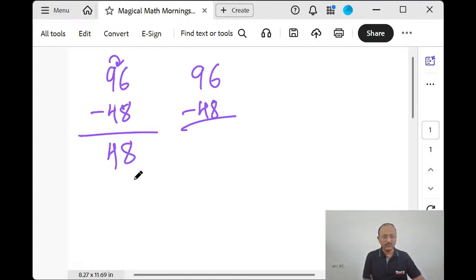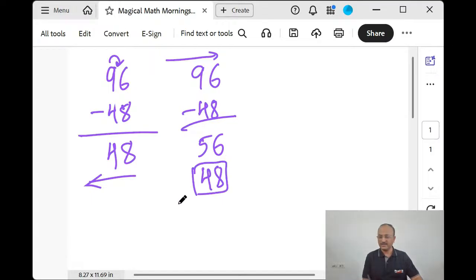Here what we did, we subtracted from right to left. Let us do from left to right. We'll do 96 minus 40, in two steps. 96 minus 40 is 56. From that we are going to subtract 8. 56 minus 8 is 48. This will be the final answer. Means we are going to consider 48 as 40 plus 8. So 96 minus 48, first we subtract 40 and then we take out 8.